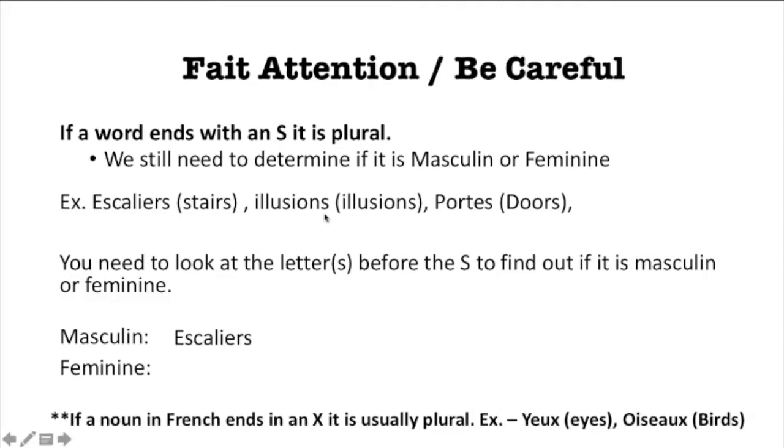Next one is illusion. So we're going to look before the S. It ends with an N. So because I have that rule about ION is usually feminine, let's look at the couple letters before that. And it ends with an ION, illusion. So I know in this case it's going to be feminine.